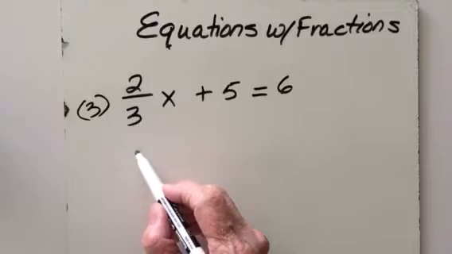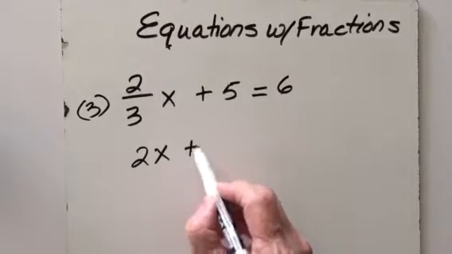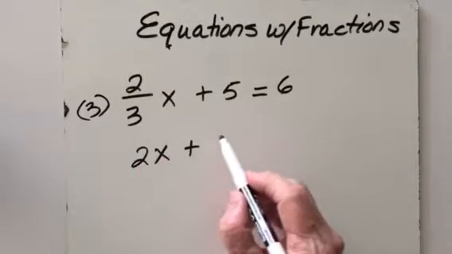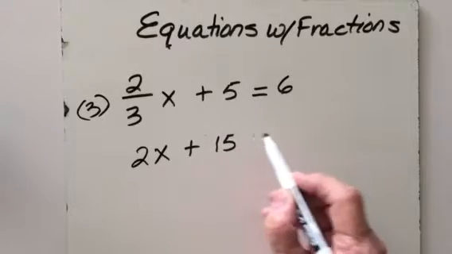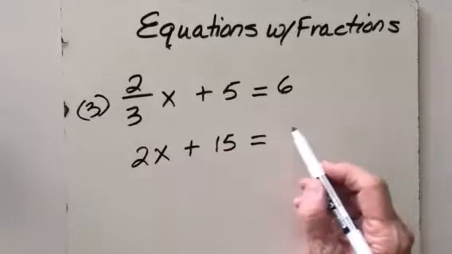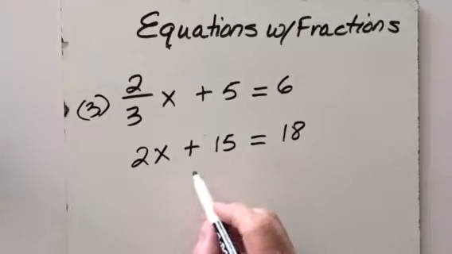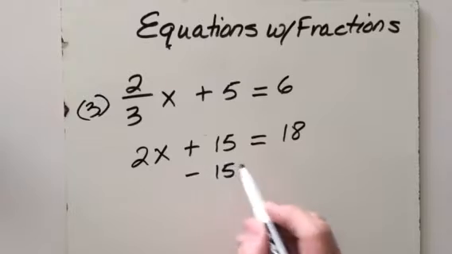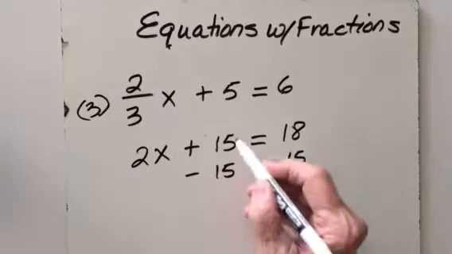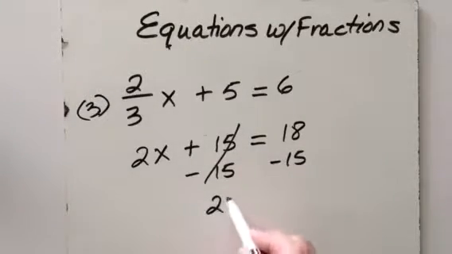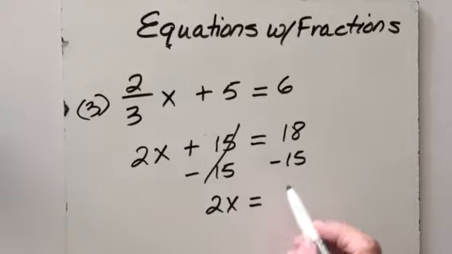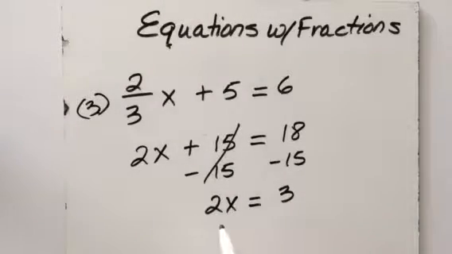And let's say I multiplied 2/3 times 3. That gives me just 2x plus 5 times 3 is 15 equals 6 times 3 is 18. Now it's just a simple equation to solve. The inverse of positive 15 is negative 15. So I subtract 15 on both sides. Then I have 2x equals 3. And I simply divide through by 2. And I find that x equals 3/2.